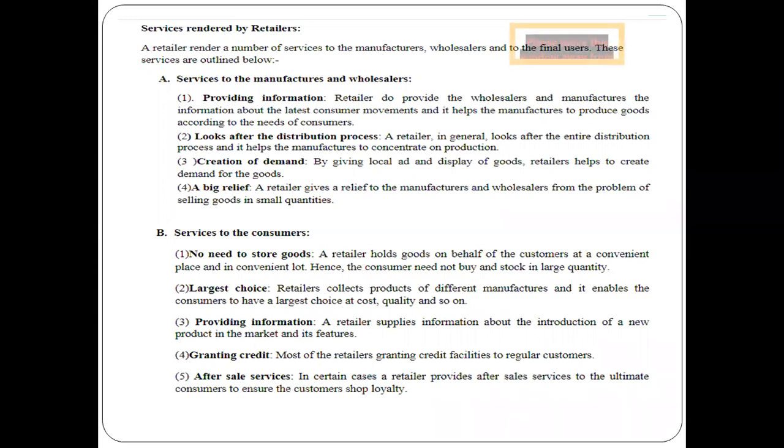Now, services rendered by retailers to the consumers. The first is that the retailer holds goods on behalf of customers at a convenient place and in a convenient lot. The retailer collects products of different manufacturers, and it enables the consumer to have the largest choice at a suitable cost and quality. A retailer supplies information about the introduction of new products in the market and their features. Most of the retailers grant credit facilities to regular customers, and in certain cases, the retailer provides after-sales services to the ultimate customers.